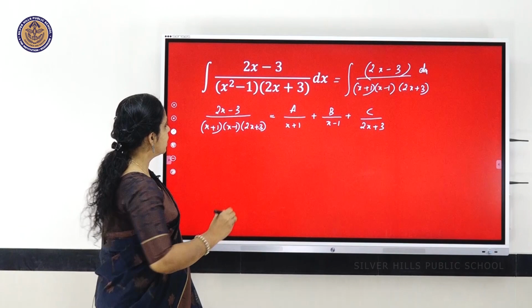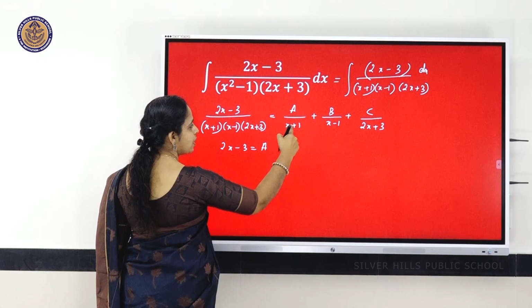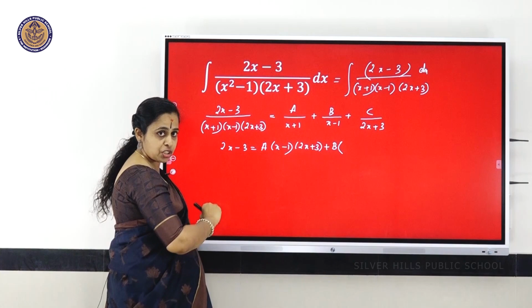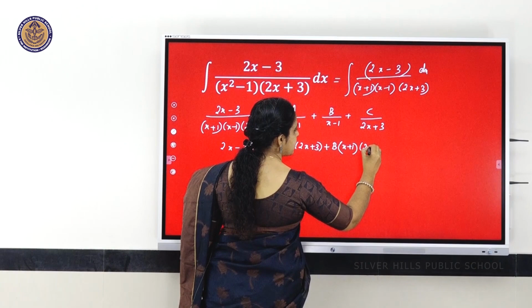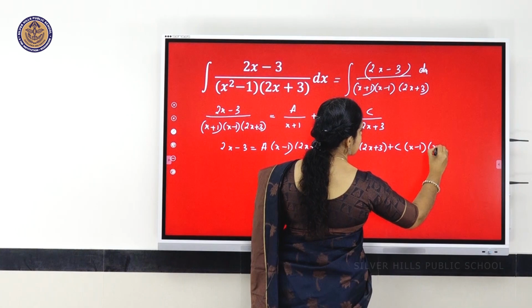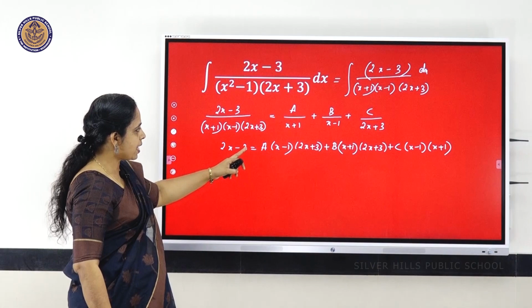2x minus 3 equals A into, other than x plus 1, the remaining factors, (x minus 1)(2x plus 3), plus B into, other than x minus 1, the remaining factors, (x plus 1)(2x plus 3). Then for C, other than x plus 1 and x minus 1, (x minus 1)(x plus 1). So now, as we can see three different factors, we can put the factors equal to 0 one by one.